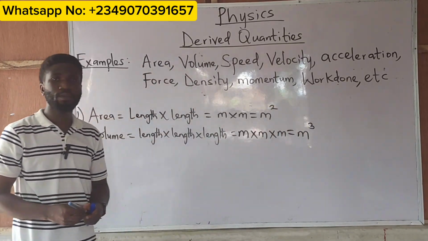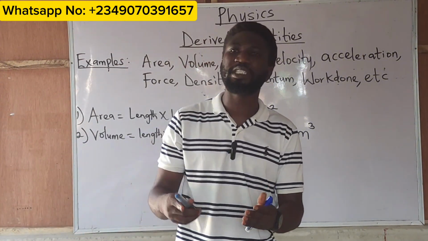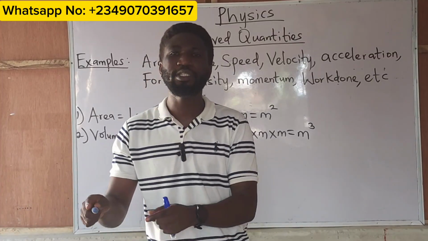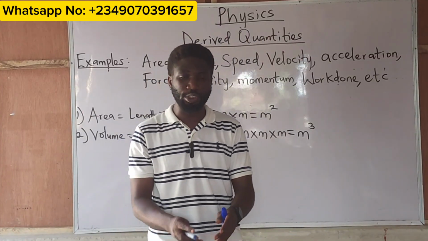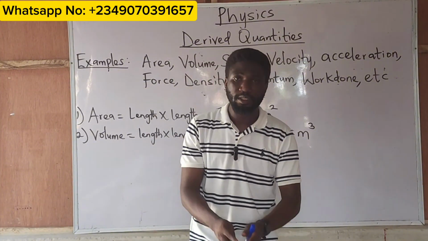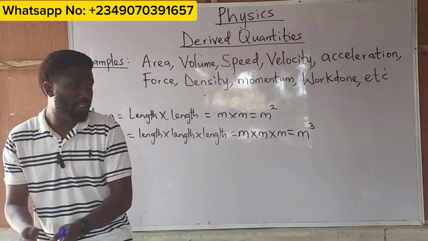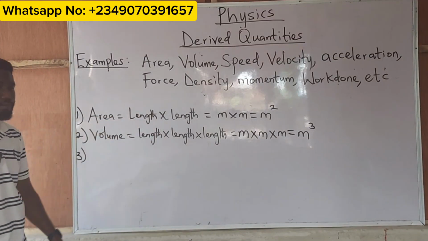So if you are being asked that what is the unit of volume? The unit of volume is meter cube, but how did we get meter cube? We got the meter cube from the formula. Remember we said you need to know the quantity, the formula, then from the formula you are going to get the unit. Then the third one, we have the speed.